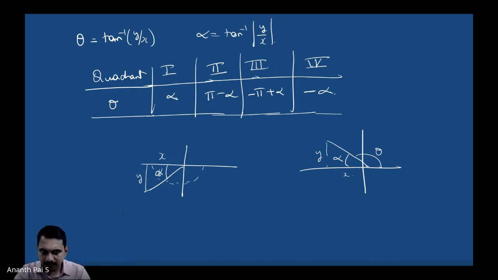Am I correct? What is alpha here? Should we take this as alpha? Wait a minute. Correct? Is that the alpha or is the other one alpha? What is it? Pi plus alpha.